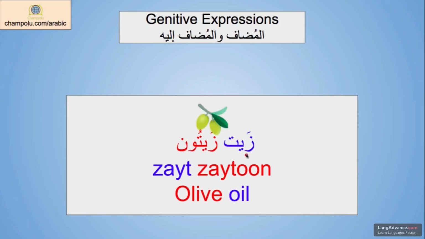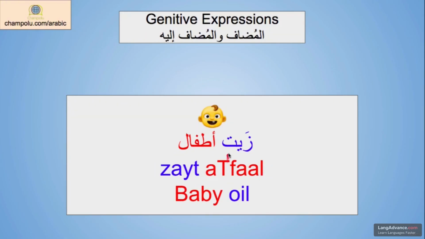And if you want to say olive oil, it is زيت زيتون. So زيت here means oil and زيتون means olive. So olive oil is زيت زيتون. And if I want to say baby oil, it is زيت أطفال. So زيت again is oil, and أطفال means babies. So it's the oil for the babies.